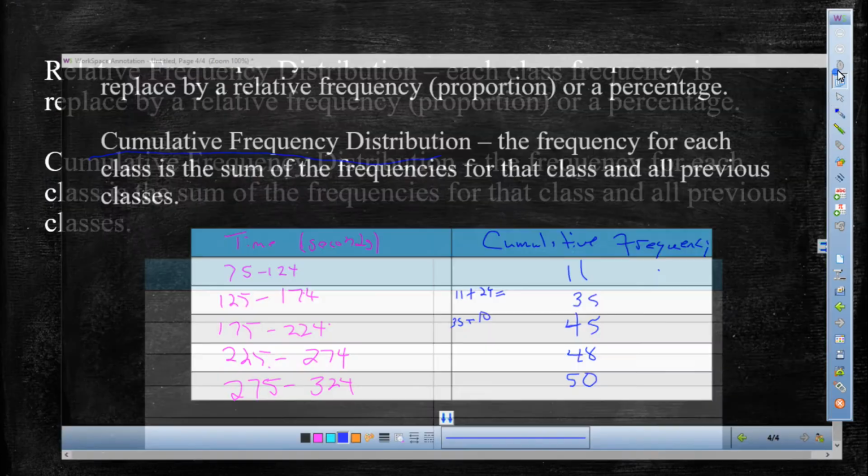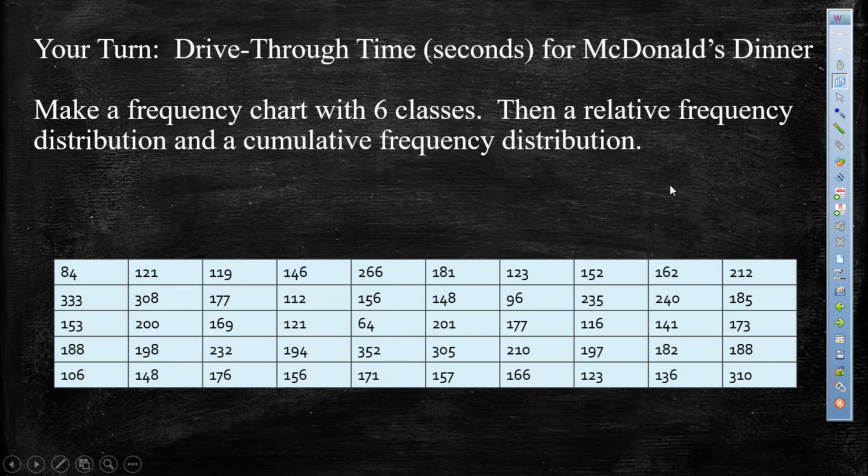All right, now it's your turn. Drive-through time in seconds for McDonald's dinner, not lunch, but dinner. You're going to make a frequency chart with 6 classes, and then you're going to use a relative frequency distribution and a cumulative frequency distribution like we've already done.